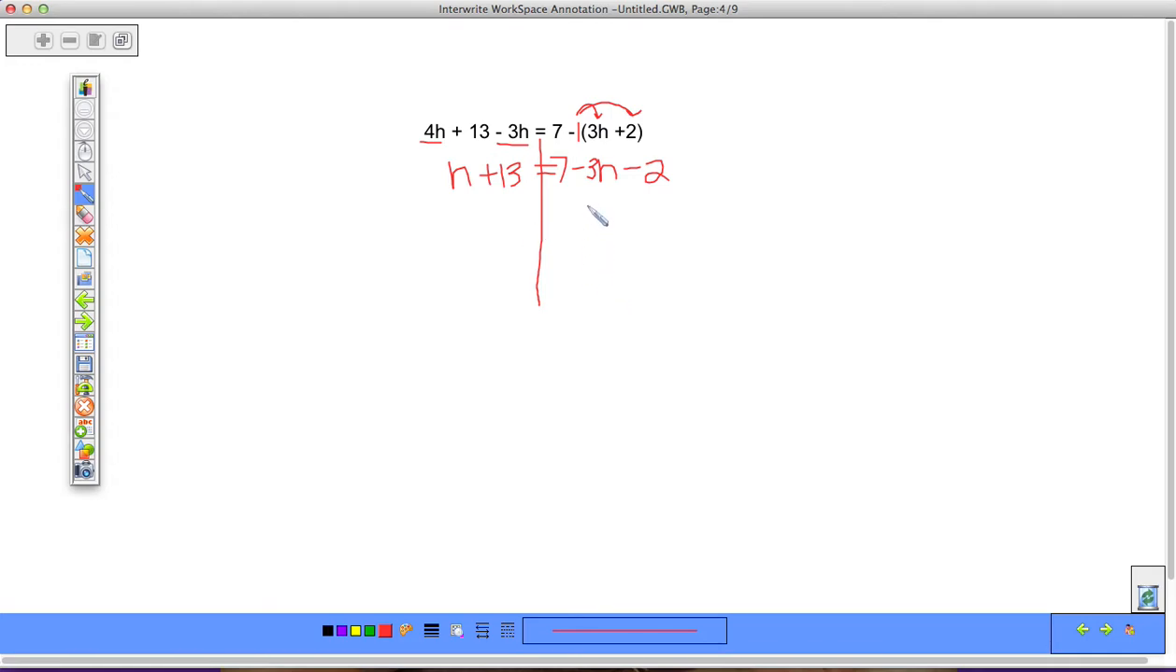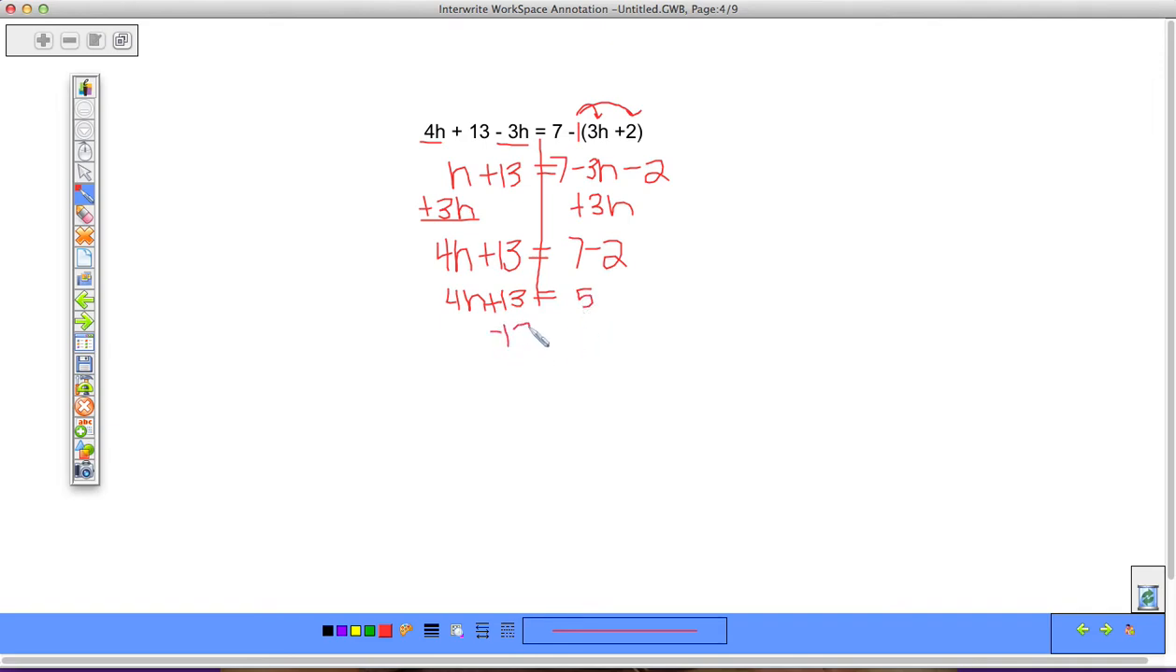From here, I need to get my h's on one side. So I have a negative 3h on the right, a positive h on the left. I'm going to move the smaller one over. The opposite of negative is to add. And by doing that, I'm left with 4h plus 13 equals 7 minus 2. I'm going to simplify that down. 7 minus 2 is 5.